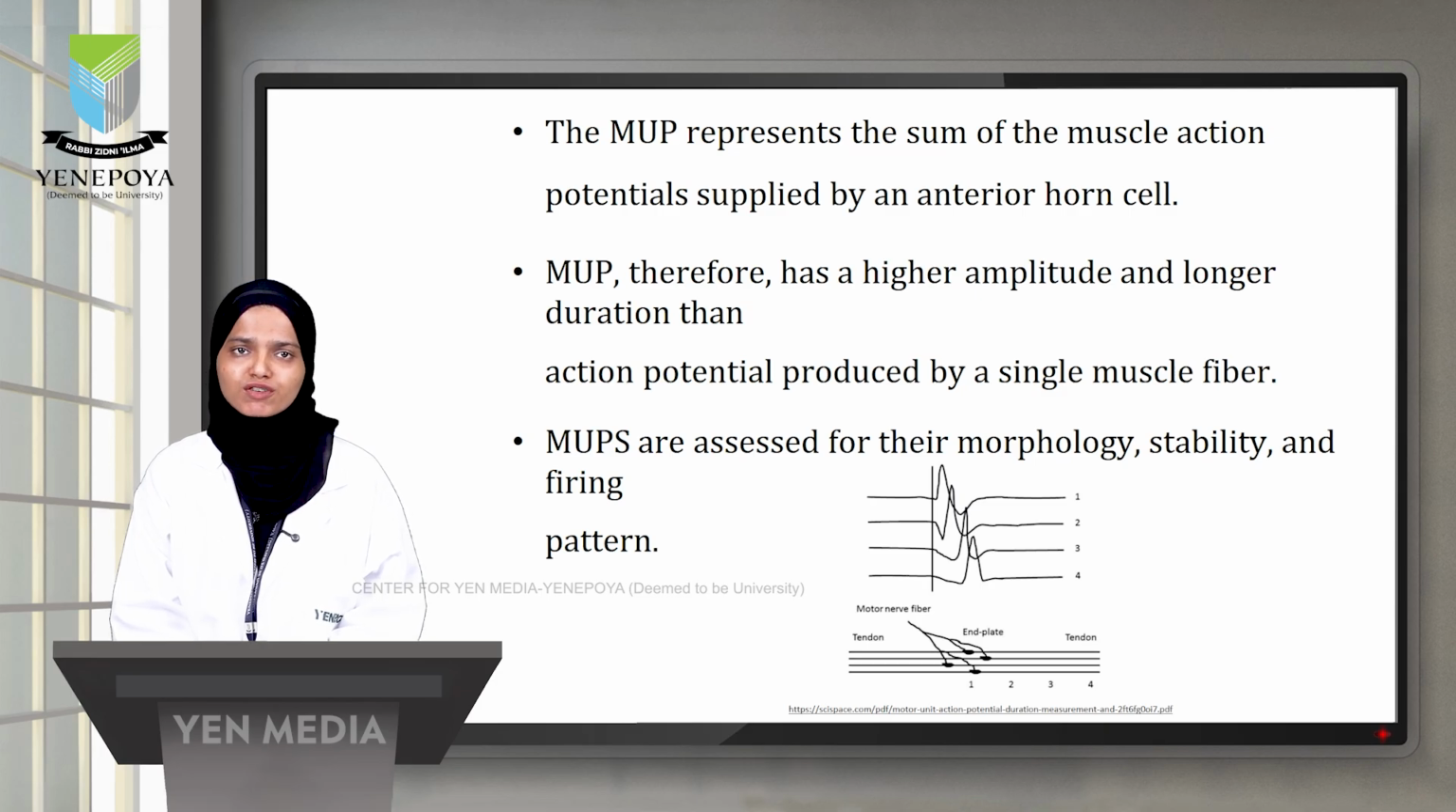MUPs are assessed for their morphology, stability and firing pattern. This is how the MUPs will look in the EMG recording.